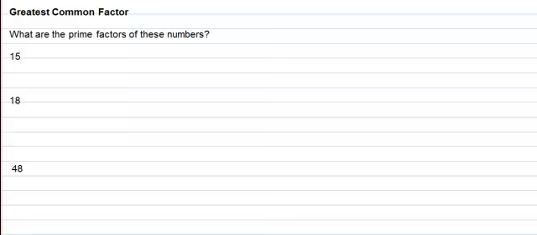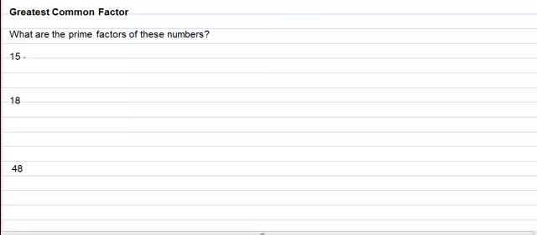Okay, so we want to start talking about greatest common factors, and this is a really important skill for us to have when we start our factoring. And to do this, we're going to start out actually talking about prime factors. So we're just going to take a little step back and remember what prime factors are.